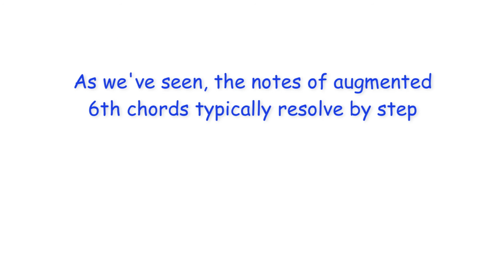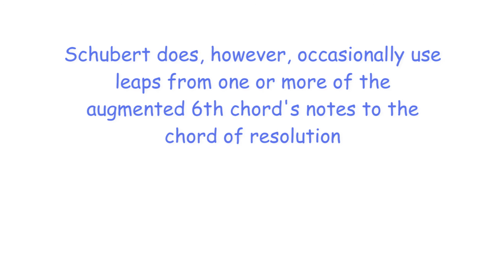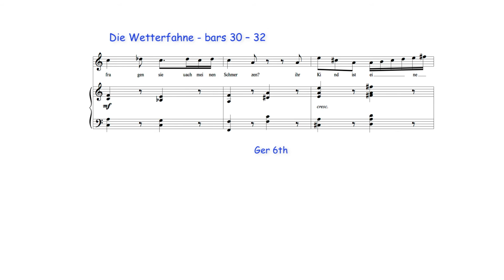As we've seen, the notes of augmented sixth chords typically resolve by step. Schubert does, however, occasionally use leaps from one or more of the augmented sixth chord's notes to the chord of resolution. Here, for example, this root position German sixth would typically resolve out to octave E's, harmonized with either an A major or A minor chord, sounding either as the first chord of a cadential 6/4 progression or the dominant of the keys of A major or A minor.